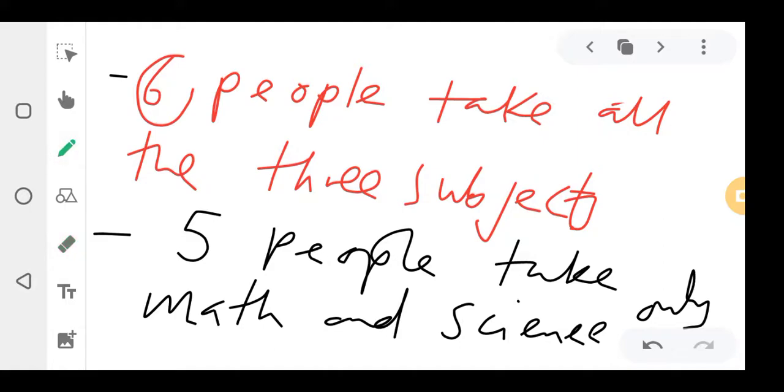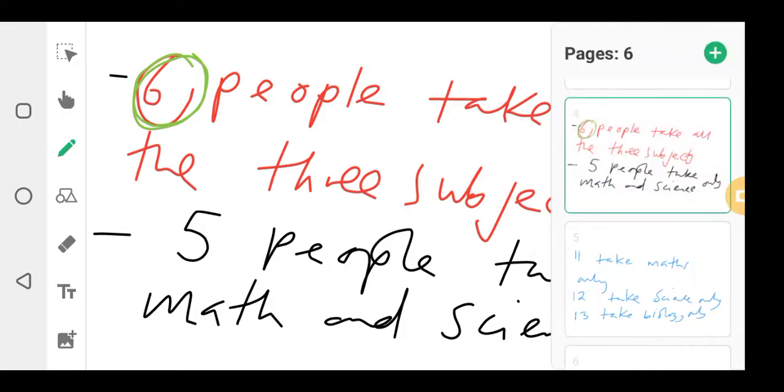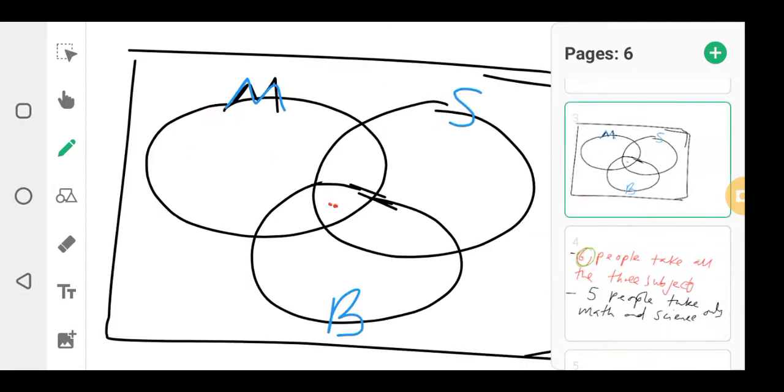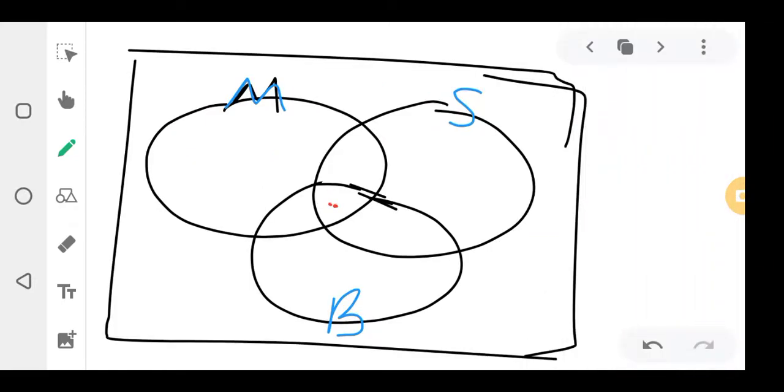You start with first the intersection set, guys, which is 6. 6 people took all the 3 subjects. That's the one you pick. It doesn't matter even if this one is the last sentence. You pick first the one that shows you all the people who participated in all the 3 subjects. So you put 6. So here it is actually 6 people.